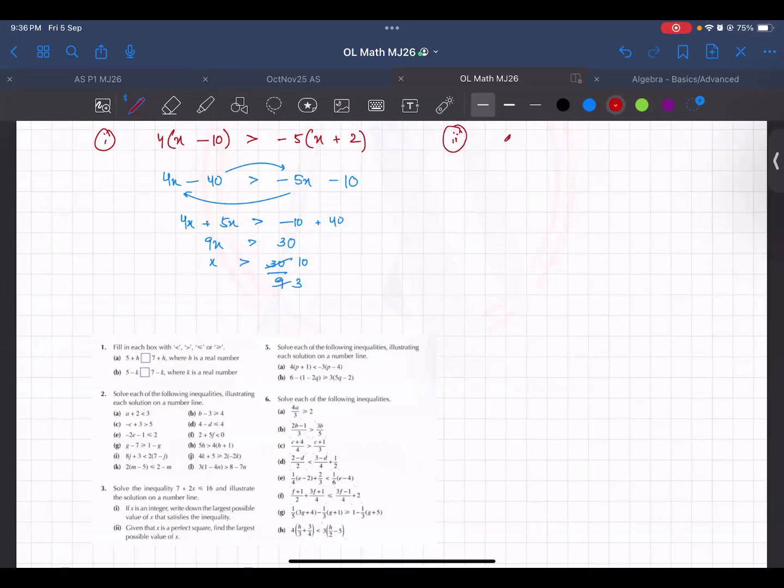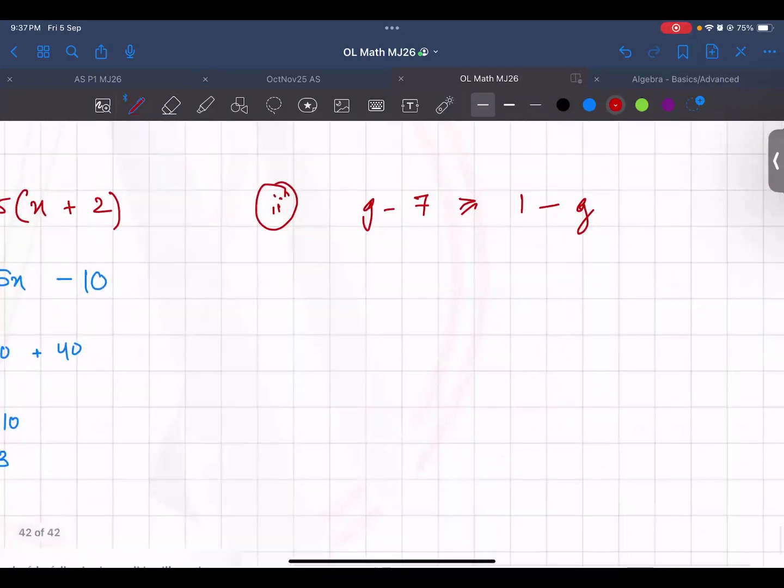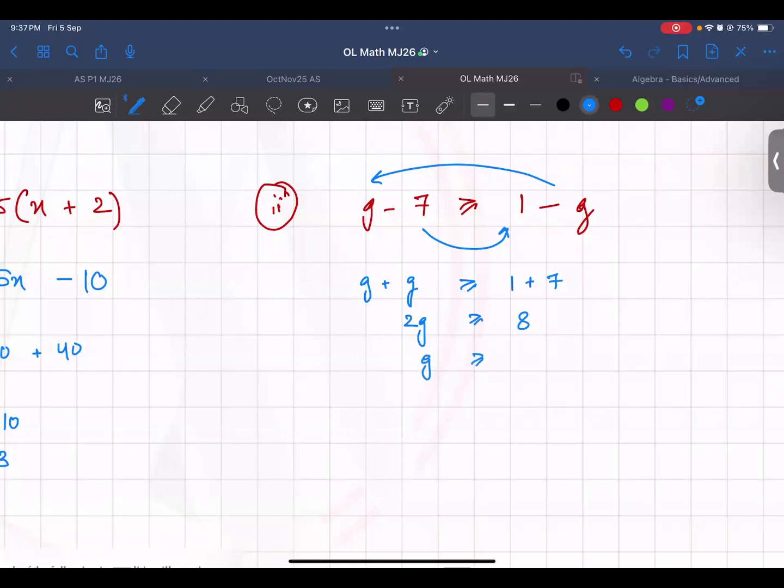g minus 7 greater than or equal to 1 minus g. Now you see that you have to move the g's together so that you can solve it. So you will move the minus g to the left side so that it becomes positive. So g plus g, and minus 7 would move to the other side. 1 plus 7. So 2g is 8, and g is 8 upon 2, which is 4.